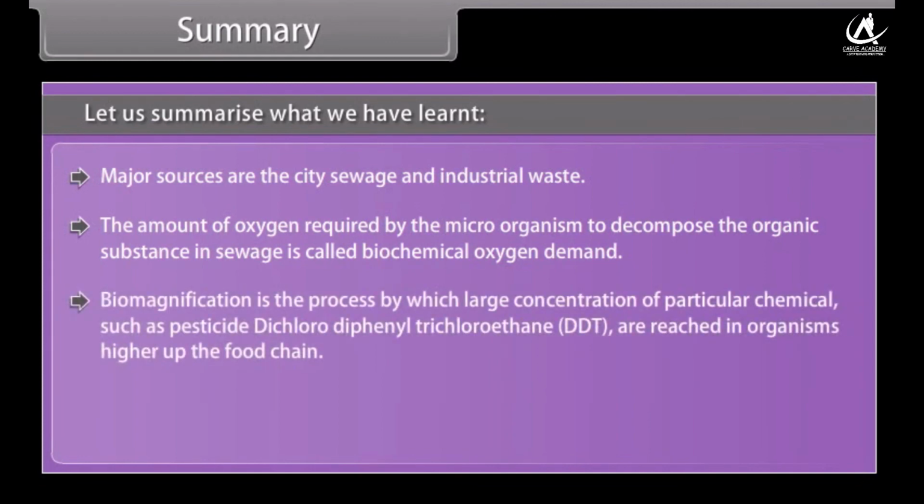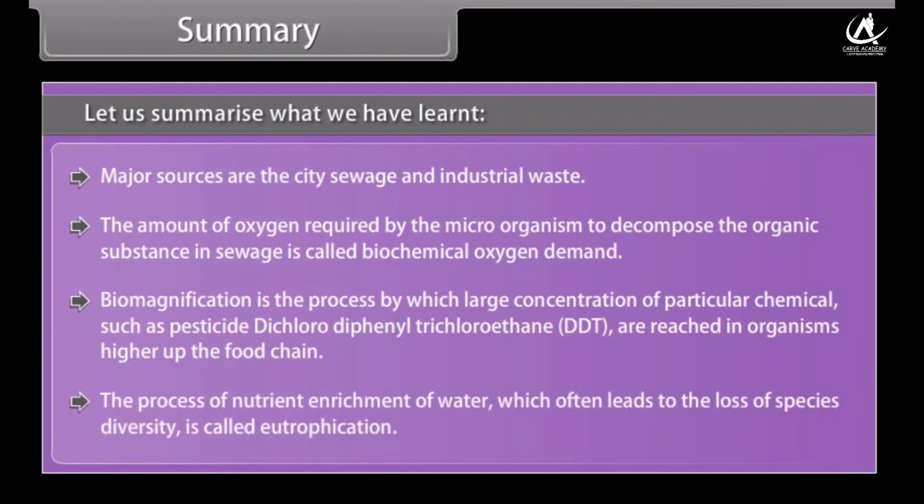Biomagnification is the process by which large concentrations of a particular chemical, such as the pesticide dichloro-diphenyl trichloroethane (DDT), are reached in organisms higher up the food chain. The process of nutrient enrichment of water, which often leads to the loss of species diversity, is called eutrophication.